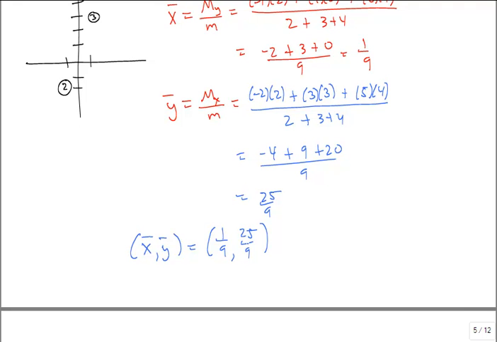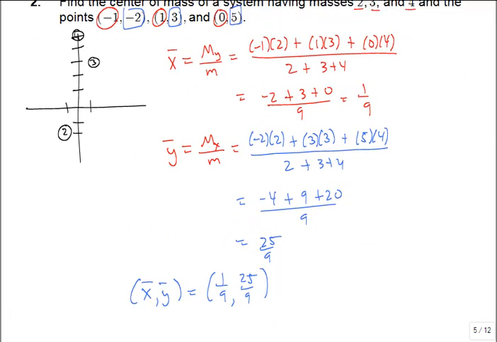So the position of that would be just a little bit past 0, 1/9, something really small, and then 25/9 is about 2.7. So this would be somewhere about here. Oops, I did it a little bit too low. So about 2.7. So somewhere up here would be your center of mass. Okay?